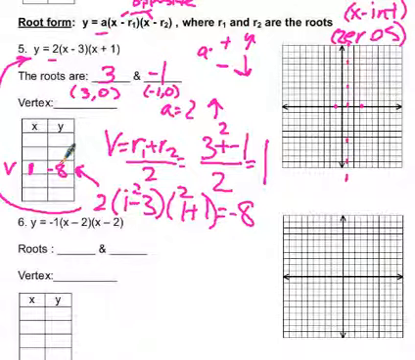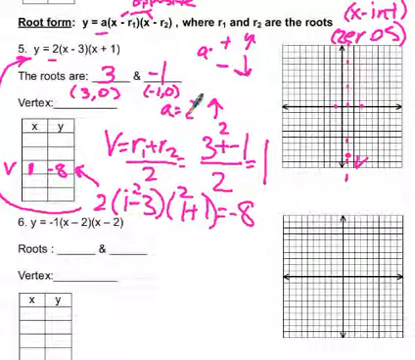Am I good there on my signs and everything? Yeah. So if I plot that point, 1, negative 8, it's going to be right there. Now, if that's my vertex, that means this thing opens up. So I want to make sure, check my math. Should this thing open up? Yeah, because A is positive.